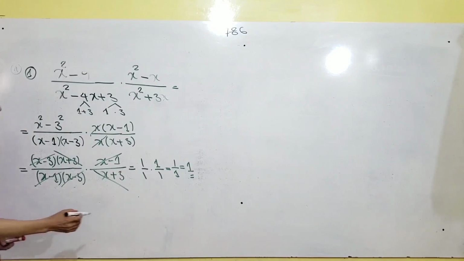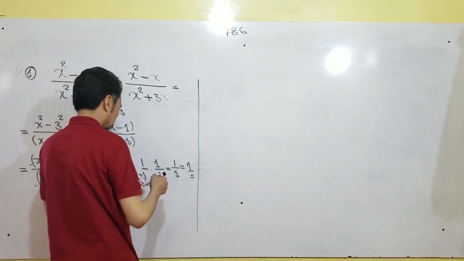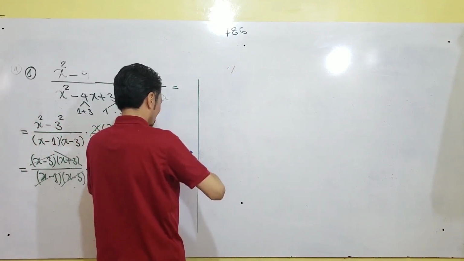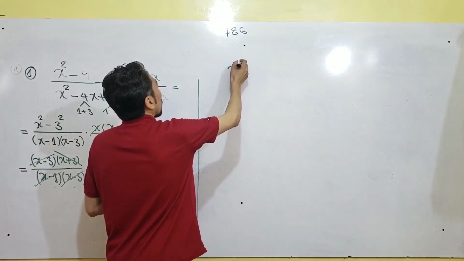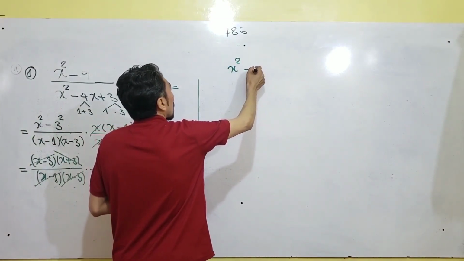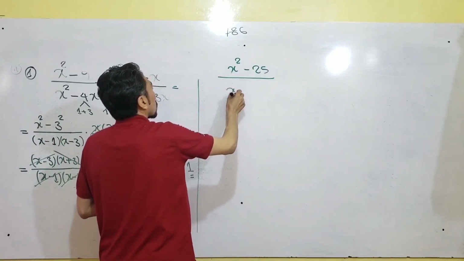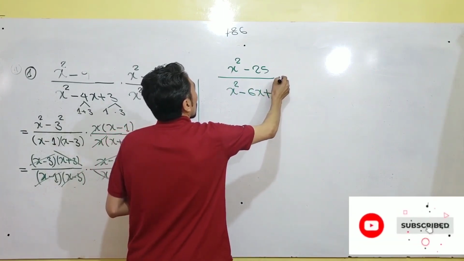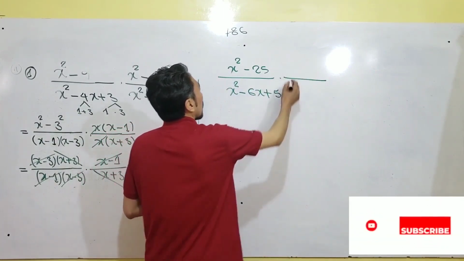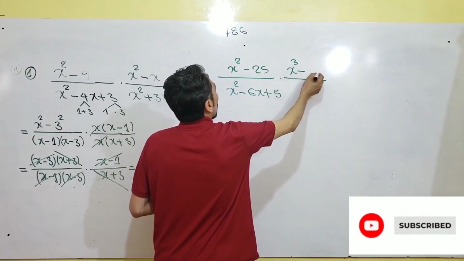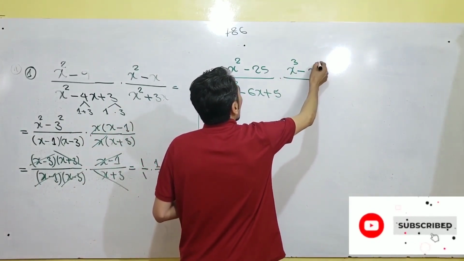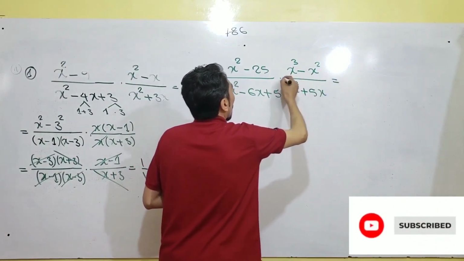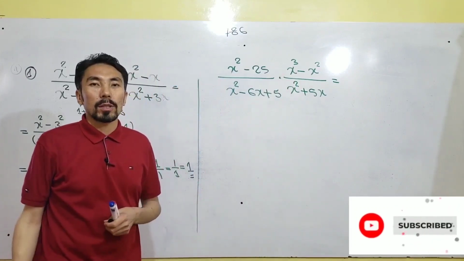I take another example here. For example, we have x squared minus 25 over x squared minus 6x plus 5, multiplied by x cube minus x squared over x squared plus 5x. How can we multiply these two fractions?